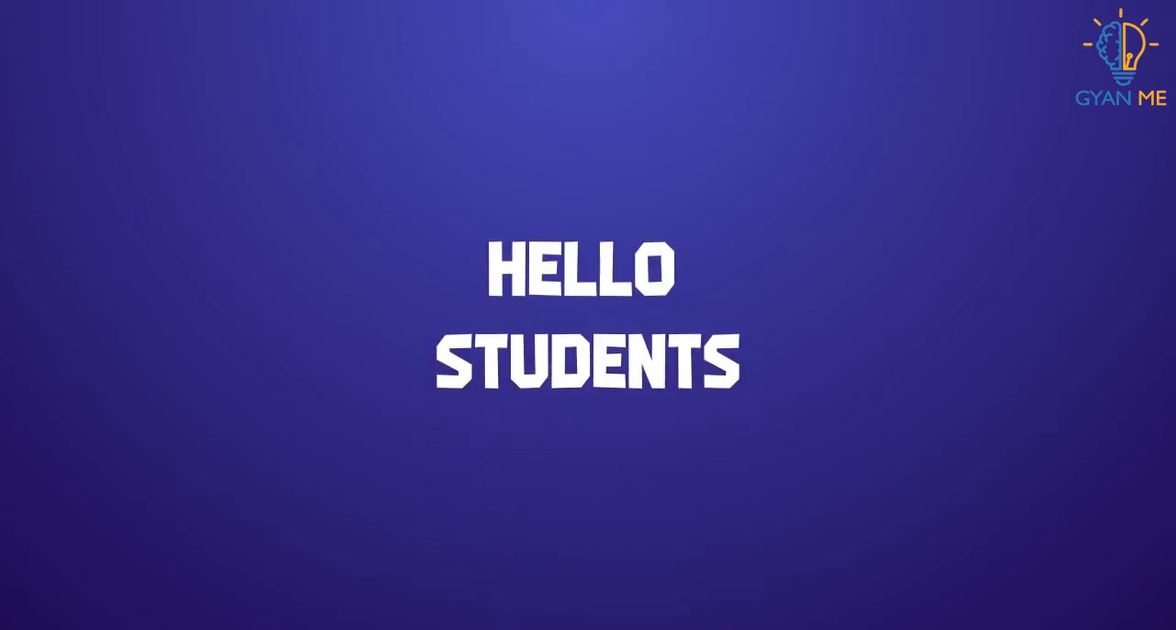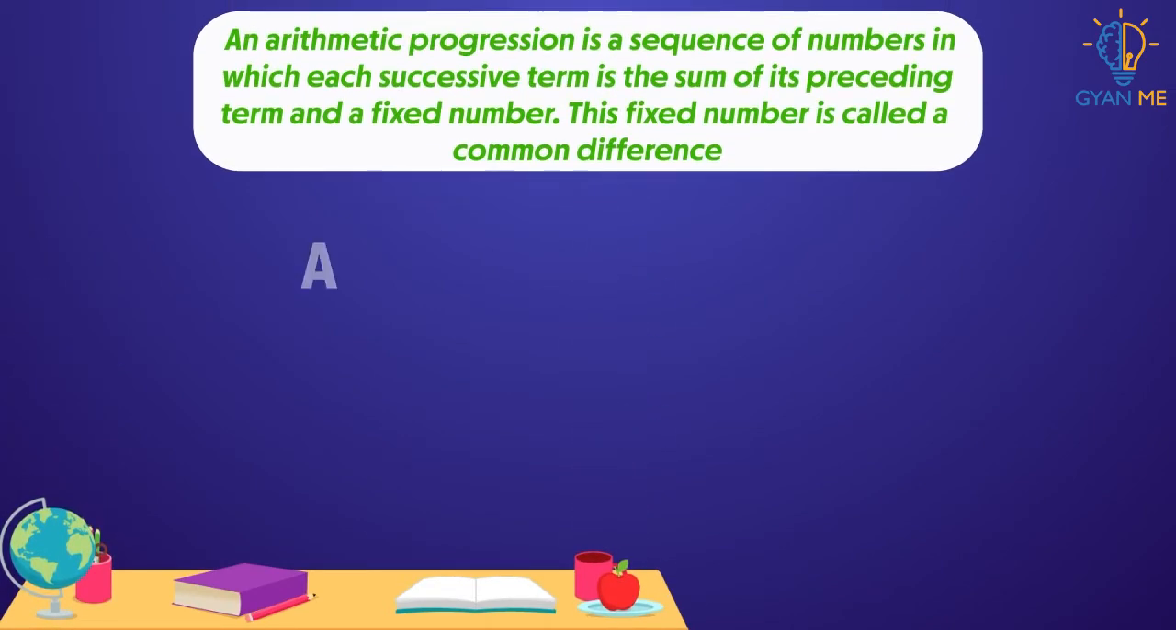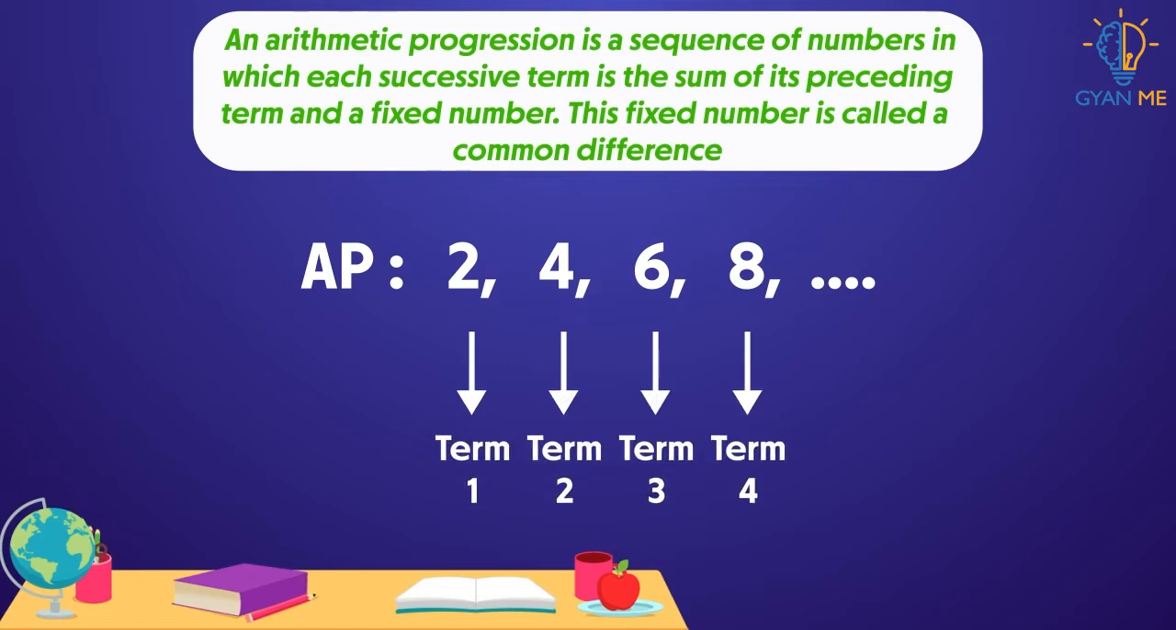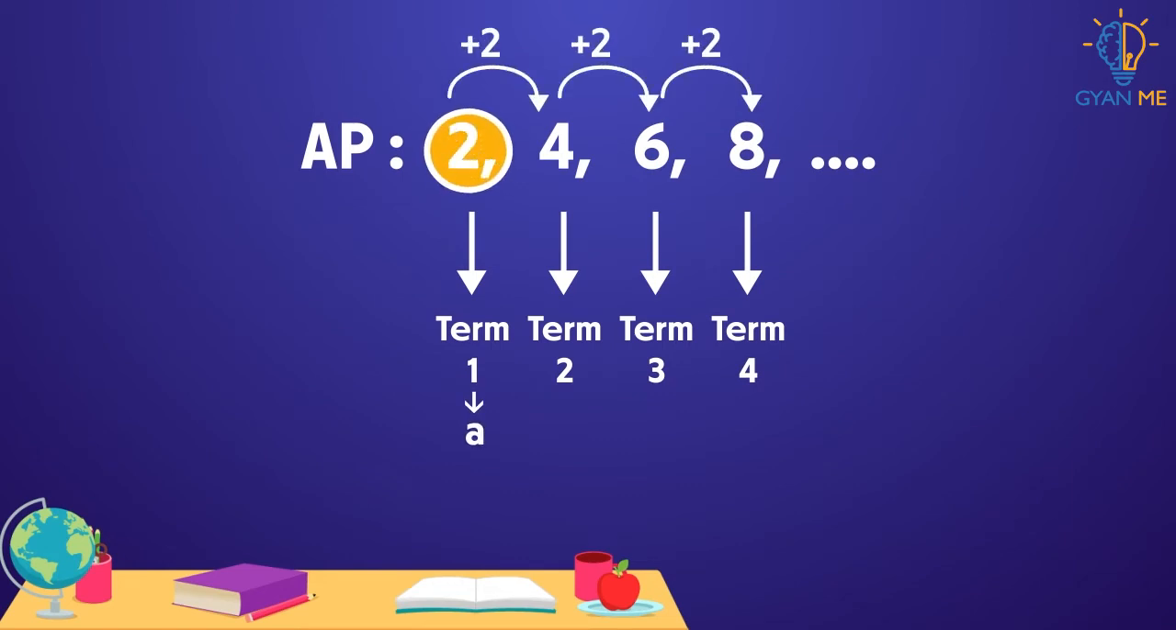Hello students! In our previous video, we learnt about concepts of arithmetic progression, that is AP. We also learned that each number in AP is one term, and the first term of AP is represented as A and common difference in AP is represented as D. We also saw that we can get AP if we know A, that is first term, and common difference D.